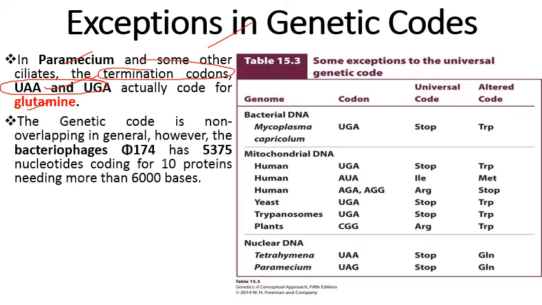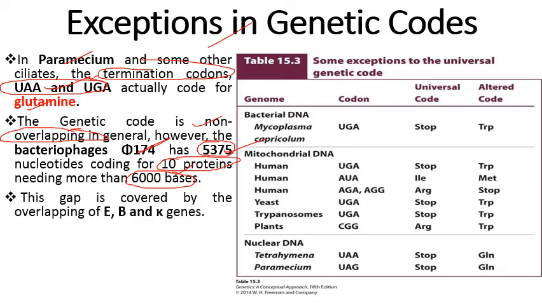The next: genetic codes normally are non-overlapping, they do not overlap, but we have one bacteriophage, that is phiX174. This bacteriophage has 5375 nucleotides which code for 10 proteins, but the requirement is about 6000 bases. So this requirement is fulfilled by overlapping of these codes. So this is an exception in case of bacteriophage, and this gap is covered by overlapping of some genes, like we have the D, E, K genes. Because of the overlapping, the gap is filled.